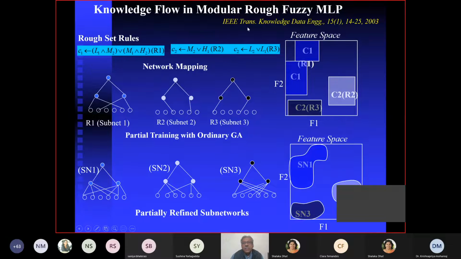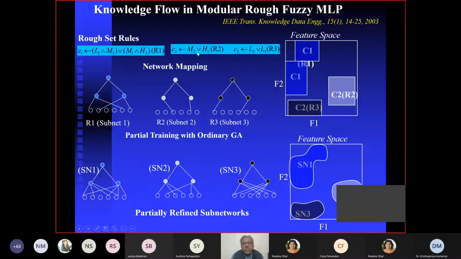So let's see how knowledge flows in the modular concept. Suppose this is a toy example. This class is represented by this conjunction. So this is the network. First feature is low and second feature is medium, or first feature is medium, second feature is high. So these two make this network, and these two correspond to region R1. These two conditions mean these two regions.